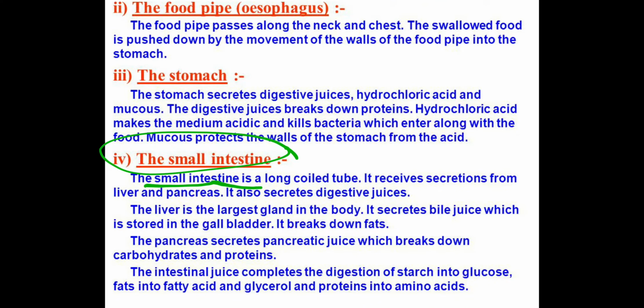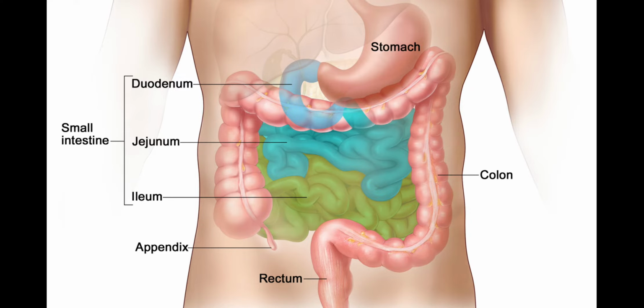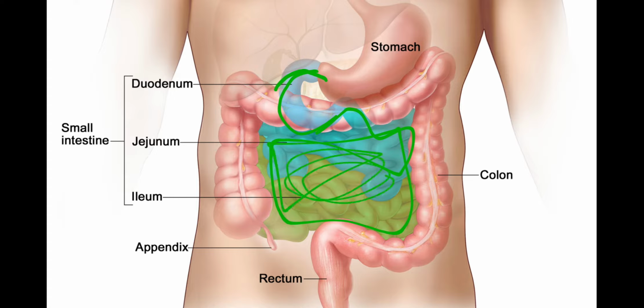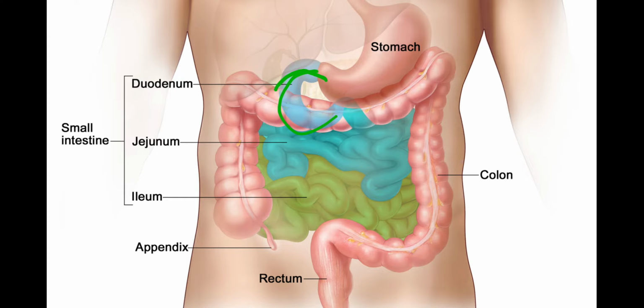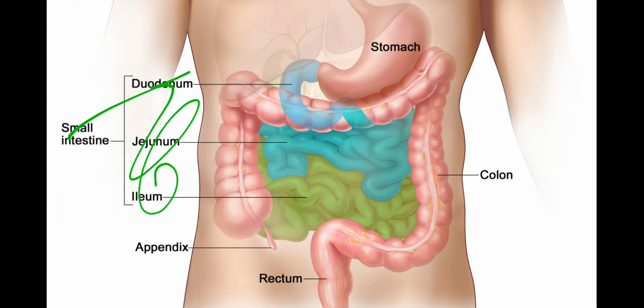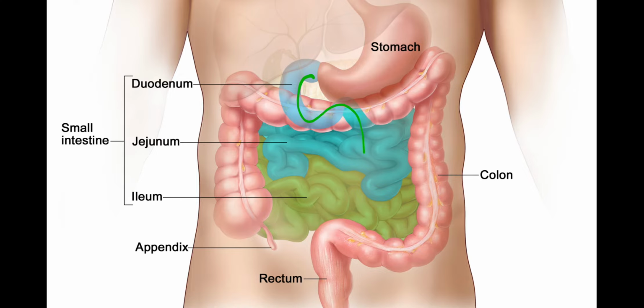The small intestine is a long coiled tube. So this is the small intestine. The small intestine starts from here, from the blue colored one, and then the light green one. These all are intestine. You should not remember this now, it's for higher classes. I'm just using the picture for reference. So this is the small intestine.